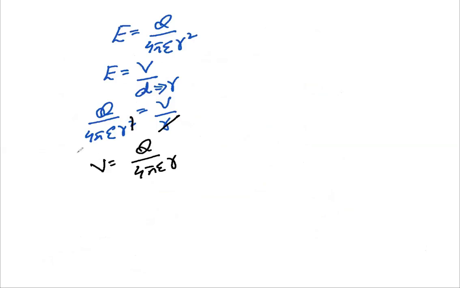So your potential is inversely proportional to the distance between two plates, not the square of the distance between two plates. So you should be careful in writing the formula for V and E. In E there will be square, in V there will not be any sort of square over here.